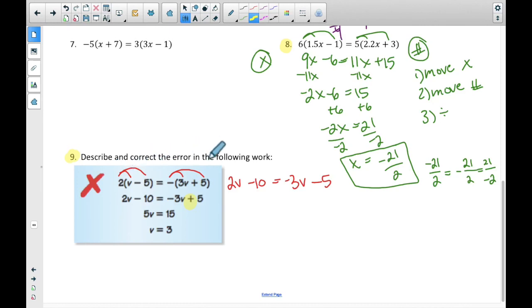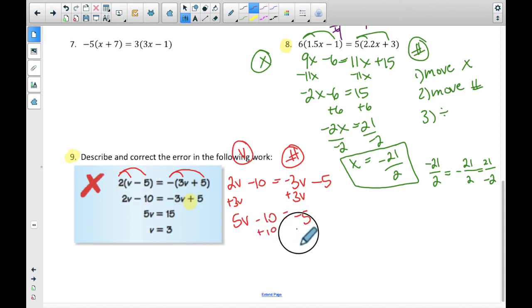So it says describe and correct it. Well, in just a second, I'm going to describe it. And what I'm going to describe it as is they forgot to distribute the negative. But since I've started the problem, I'm going to go ahead and finish the problem anyway. I'm going to choose my v's to go on this side, my left side, the numbers to go on the right side. So I'm going to add that 3v to both sides. That's going to give me 5v minus 10 is equal to -5. I moved my v. Next thing, I want to move my number. And so -5 plus 10 is +5. And I get v equals 1.